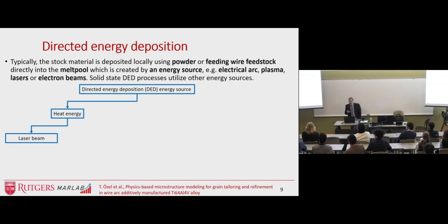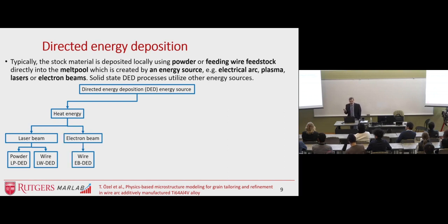And then if you utilize a laser beam, just like powder bed fusion, you end up with laser powder directed energy deposition, or you can use wire as the feedstock, then it becomes laser wire directed energy deposition. If you use an electron beam as the energy source to generate the heat energy, you can have electron beam wire directed energy deposition. And if you use plasma as the heat energy generation source, you can have plasma wire directed energy deposition.